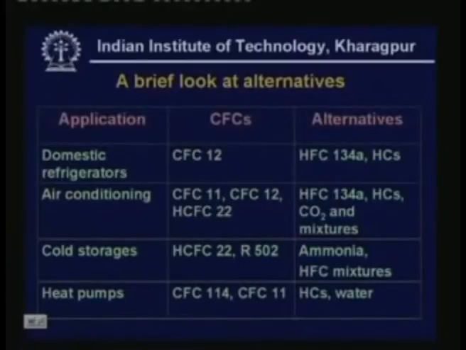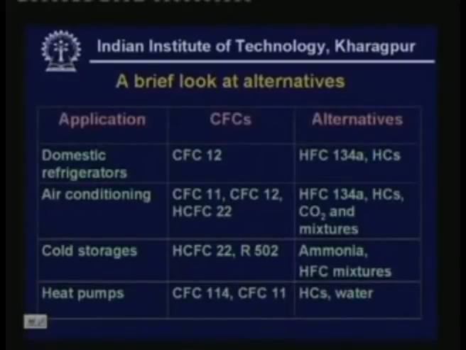This table shows a brief look at alternatives vis-a-vis applications. For example, in domestic refrigerators, previously CFC12 was used as a refrigerant, and CFC12 has an ozone depleting potential of 1, so it had to go. So in its place, now refrigerants such as HFC 134A and hydrocarbons are being proposed. These two are non-ozone depleting substances, and they have reasonably low global warming potential.